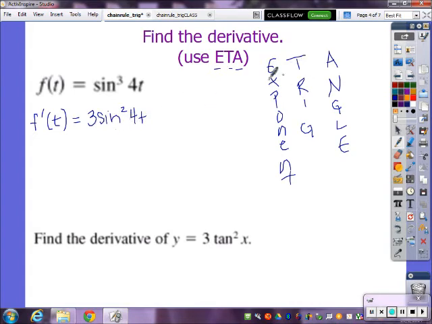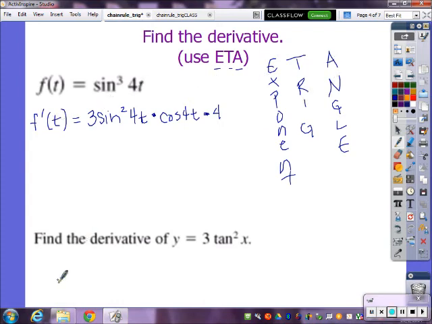Now, I get to the trig part, and when I get to the trig part, I leave the exponent alone. I leave it behind. So this 3 goes away, and I just work with the trig. The derivative of sine is cosine, and I'm not at the angle yet, so I still write the angle just like it is. And then when I get to the angle portion of it, I've already done exponent and trig, so I'm not looking at either of those. I'm just looking at the 4t, so the derivative of 4t is 4. And so this would be my derivative using the ETA method.